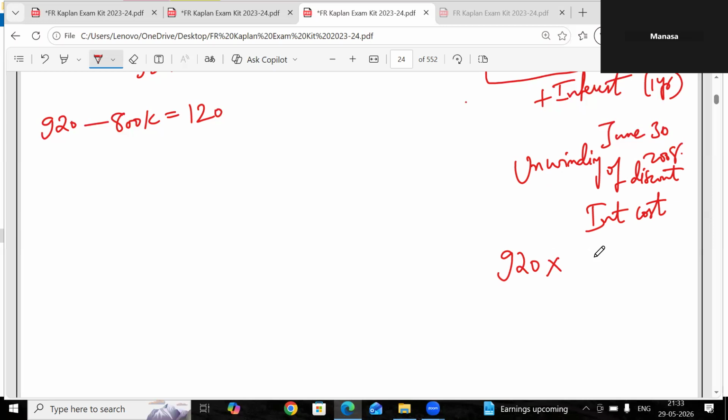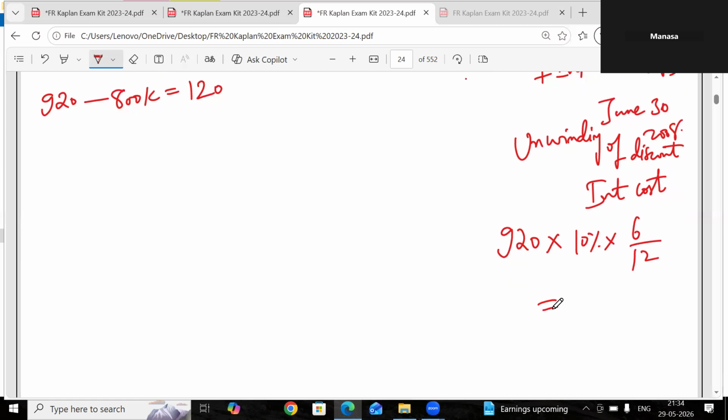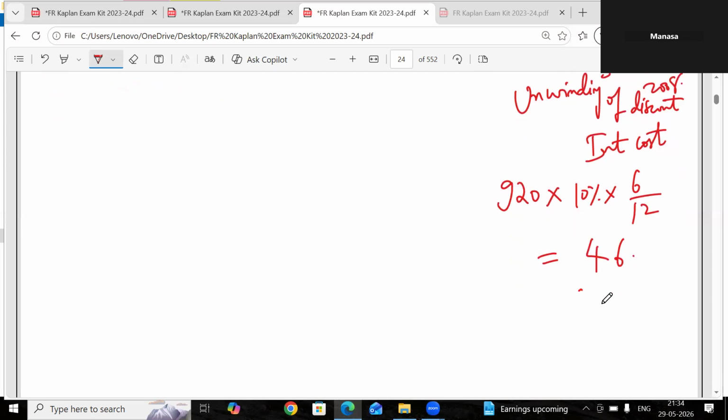1012 minus 920 is 92. That is the whole year's interest. So 920 into 10% into 6 by 12. What will that amount be? 920 into 10% is 92. 92 into 6 by 12 is 46. This 46 is the interest cost, or unwinding of discount, which we will show in finance cost.